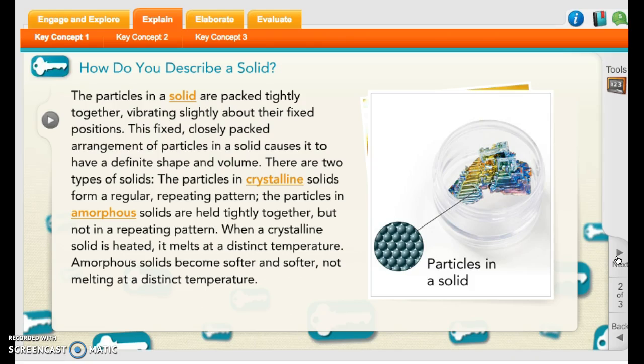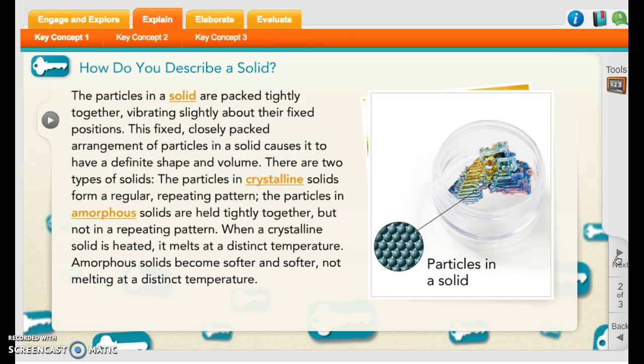There are two types of solids. The particles in crystals are called crystalline solids, and they form a regular repeating pattern, like a snowflake, or that little piece of, I think it's bismuth, on the right over there in the picture. There are also amorphous solids, which are things that are solid, but the atoms don't repeat. You don't get the really pretty crystal structures.